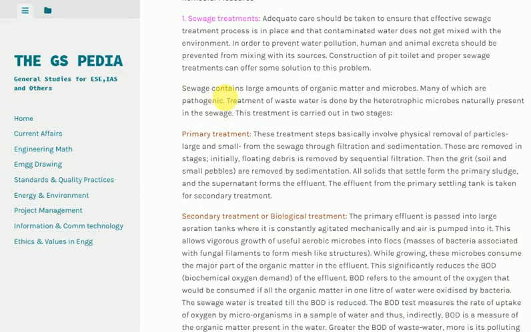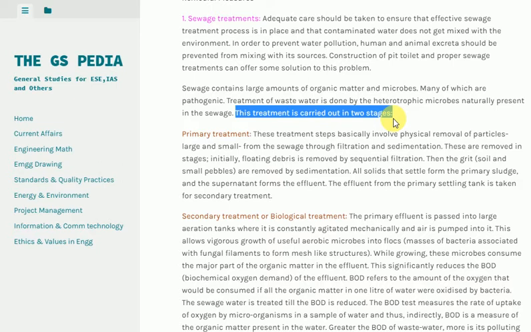Sewage contains large amounts of organic matter and microbes, many of which are pathogenic. Treatment of wastewater is done by the heterotrophic microbes naturally present in the sewage. This treatment is carried out in 2 stages. Primary treatment. These treatment steps basically involve physical removal of particles large and small from the sewage through filtration and sedimentation. These are removed in stages.